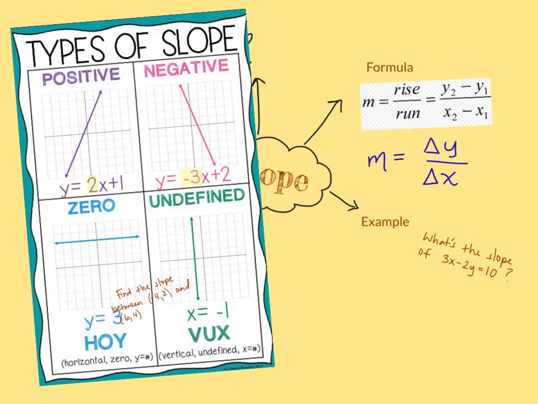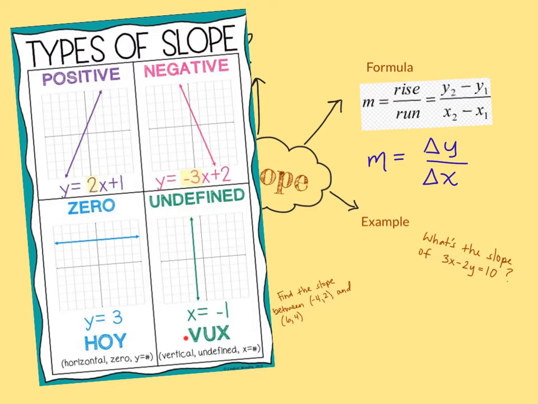Zero and undefined slopes are as follows. A zero slope means it's a horizontal line. We don't rise at all, but we run, so it's like 0 over any number. This is the line y equals 3, a horizontal line. An undefined slope means that we literally don't have a slope. Any vertical line has an undefined slope. So this line is x equals negative 1. It's a vertical line through wherever x is negative 1.